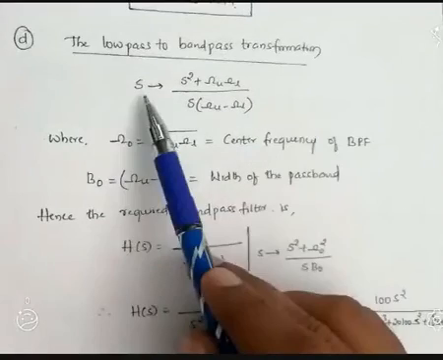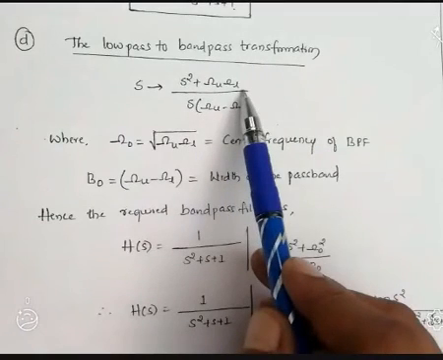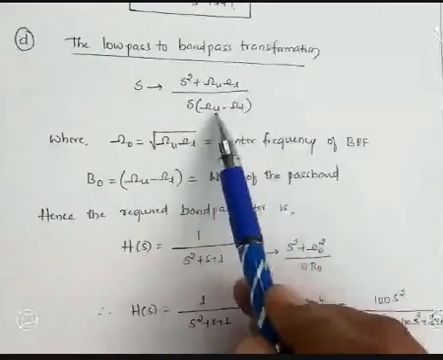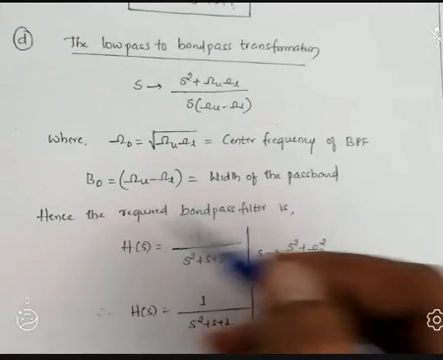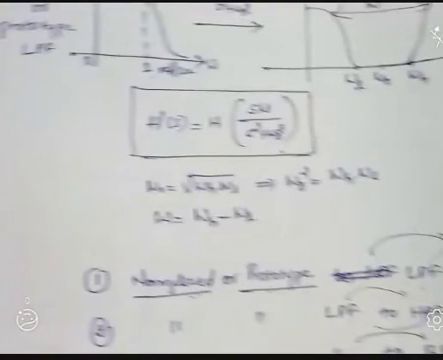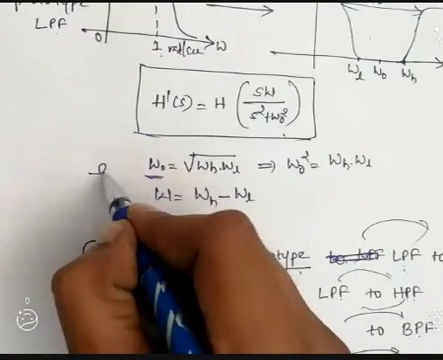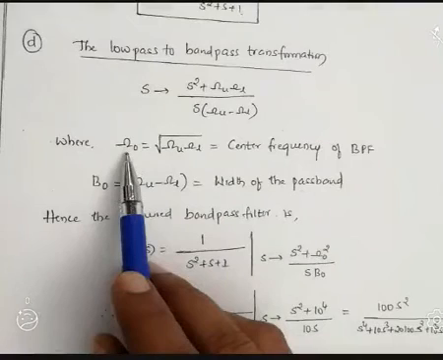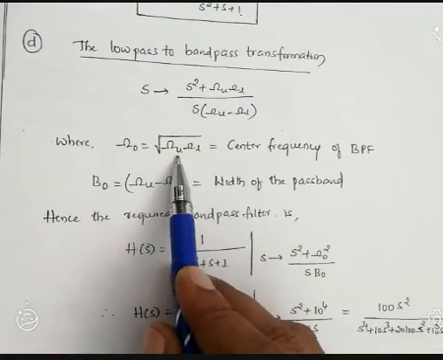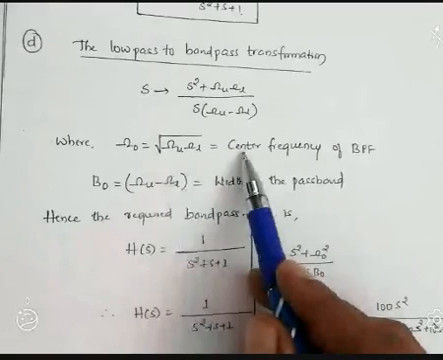So what is the formula for that? S is replaced by (s square plus omega u multiplied by omega l) divided by s multiplied by (omega u minus omega l). The meaning is the same as in the previous cases where we discussed center frequency; in the example we wrote omega naught, and both are the same. Center frequency omega naught equals the square root of omega u into omega l. This indicates the center frequency of the band pass filter.